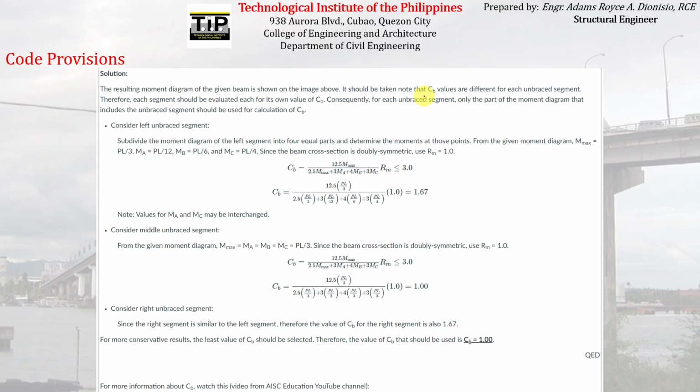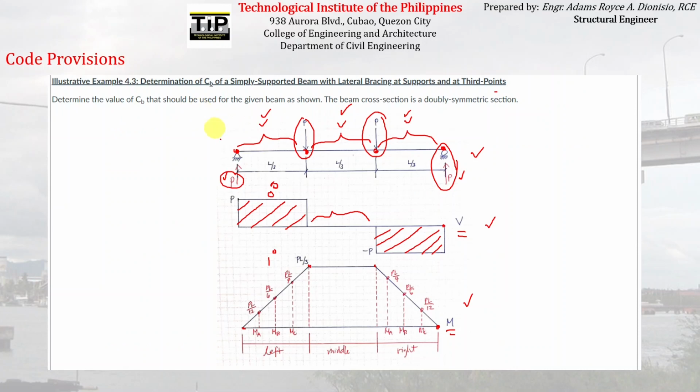Okay, so the resulting moment diagram of the given beam is shown on the image above. So you already saw the moment diagram. It should be taken note that CB values are different for each unbraced segment. Therefore, each segment should be evaluated for its own value of CB. Consequently, for each unbraced segment, only the part of the moment diagram that includes the unbraced segment should be used for calculation of CB. Okay, so considering the left unbraced segment, which is this.